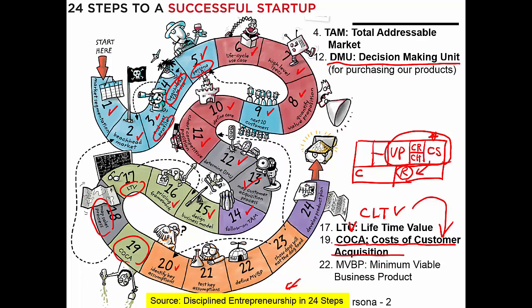sooner than later that you should identify some of the key assumptions in your business model, and you need to test those key assumptions. And in doing so, in the real world testing, you do need to have a so-called minimum viable product. We used to call it minimum viable product, but in this discipline entrepreneurship's model in 24 steps, it is called minimum viable business product. Okay, conceptually it's very similar.